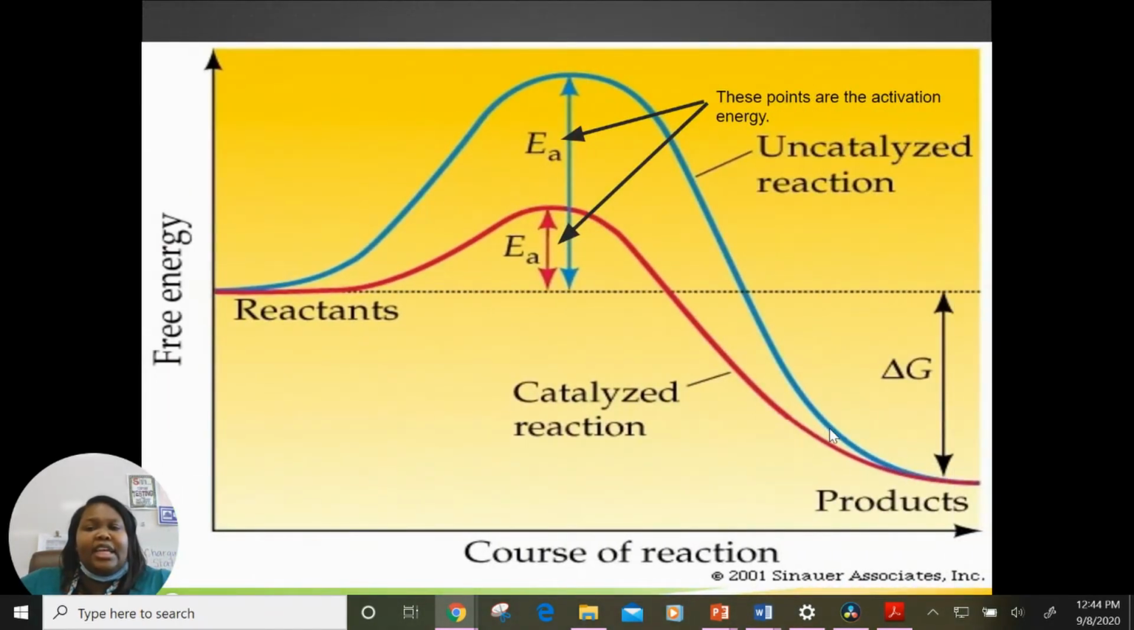Here's our graph again. I'm hoping that by seeing it again, you'll take a moment to look at it and think about what the activation energy means. How does an enzyme catalyze a reaction? What does an enzyme do to make the reaction happen faster? Pause the video and try to think through that. Maybe say out loud what the enzyme does to make the reaction happen faster.